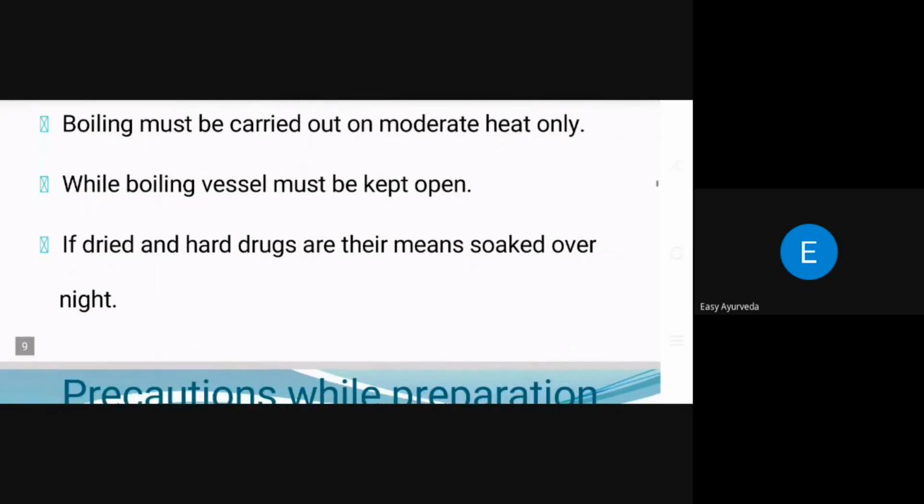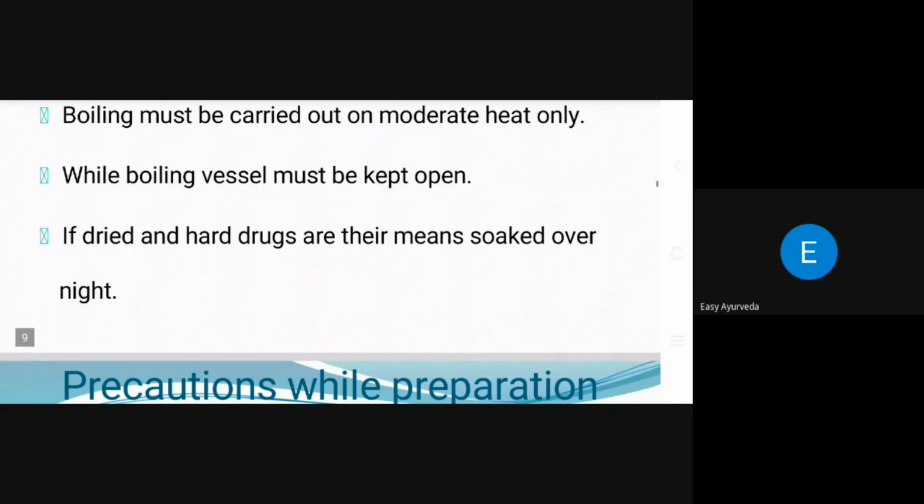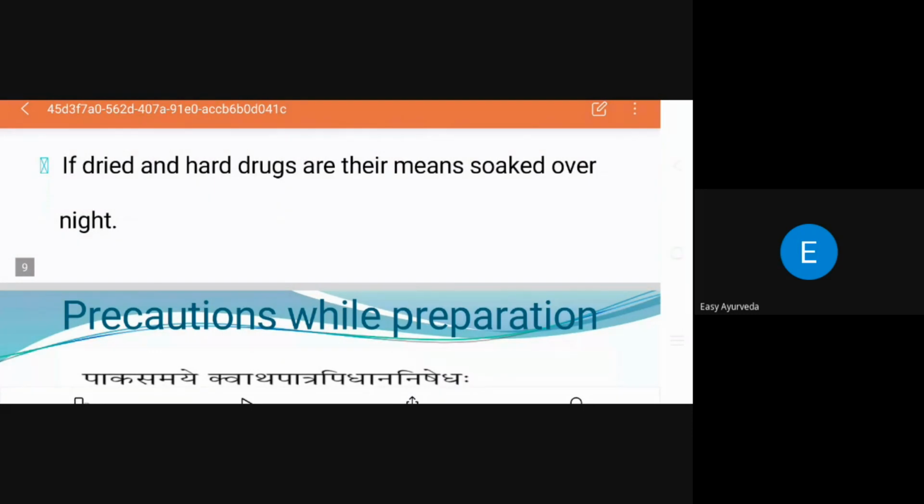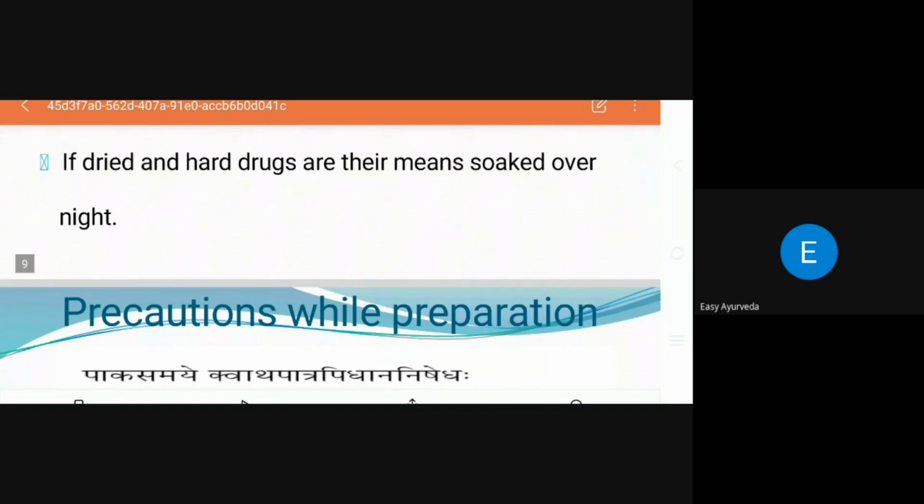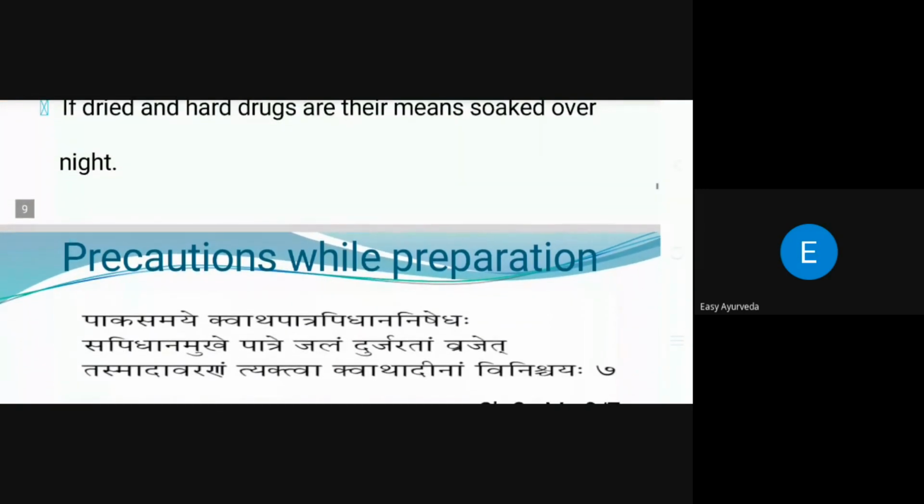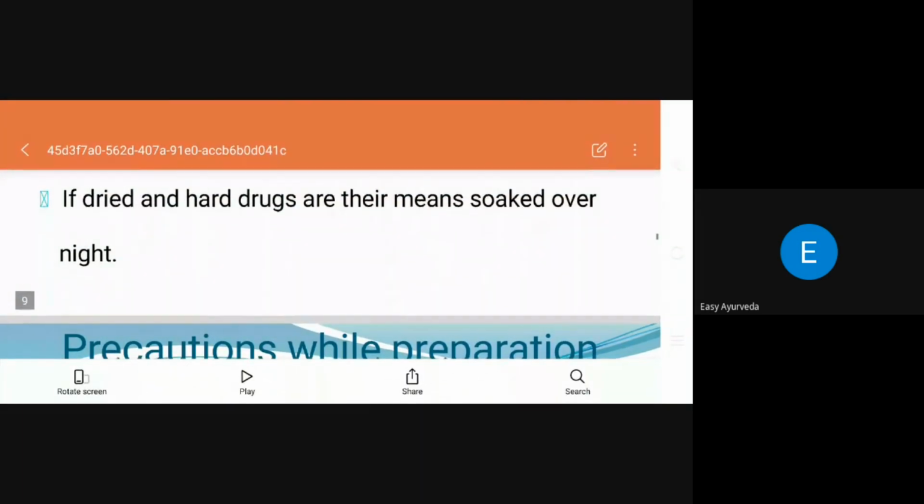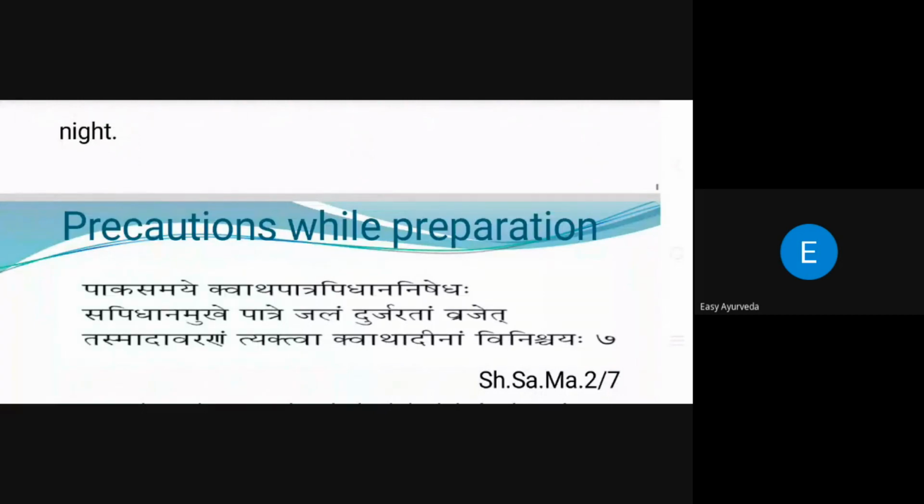Next, while boiling, the vessel must be kept open. For this, there is a quotation given by Sharangadhara Samhita. Before going to that, I'll finish this. If dried and hard drugs are there, we must soak the drugs overnight. If they are fresh or soft drugs, there is no need to soak, and we can prepare the Kashayas instantly. But if harder, more dry drugs are there, we have to soak them overnight to get a good yield of the preparation.